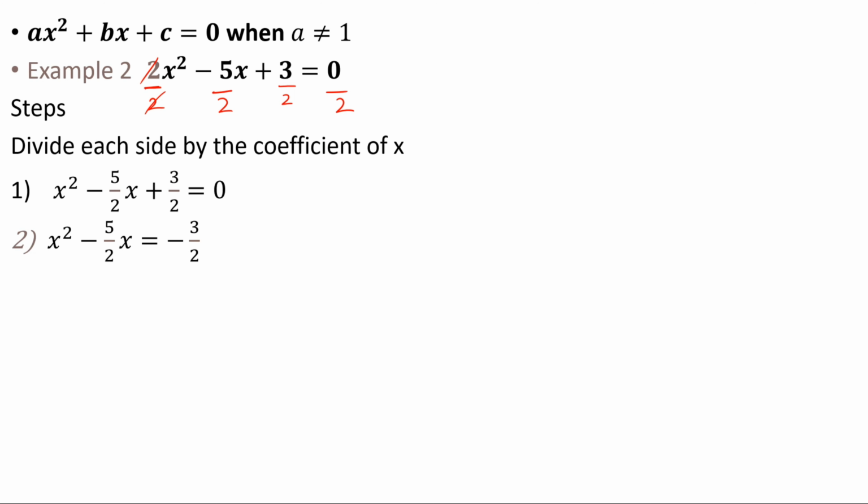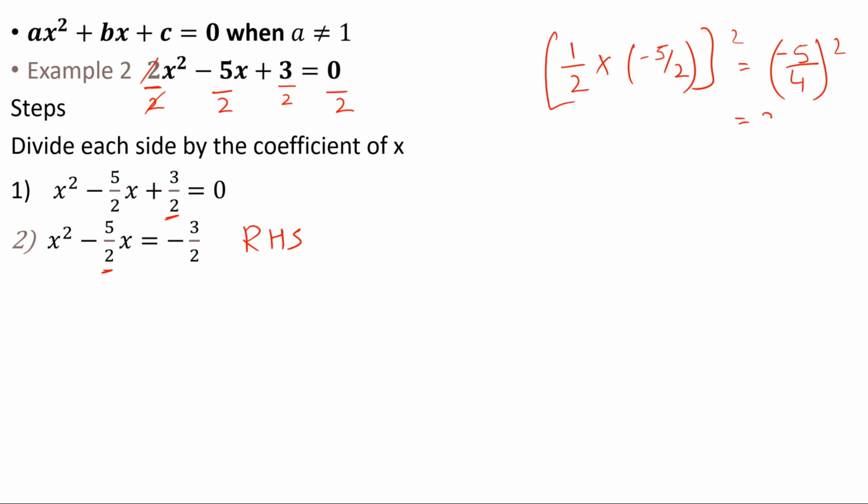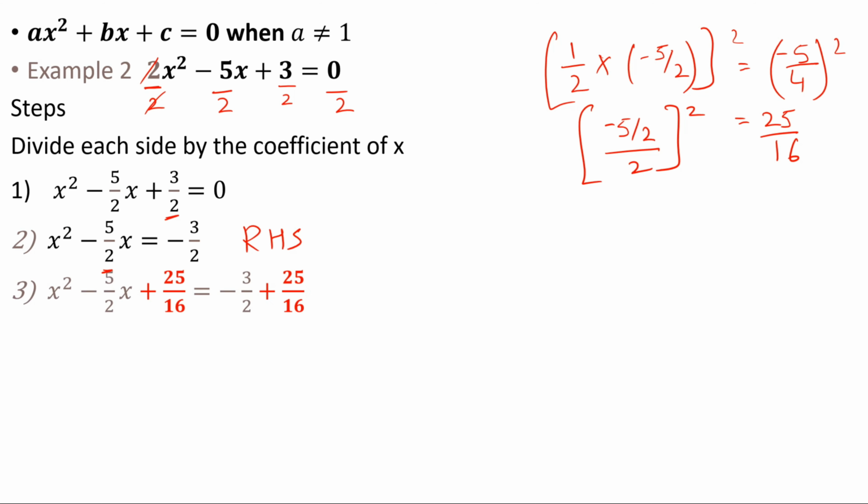Take the constant term to the right hand side. The constant term is 3 by 2. And then take half of the coefficient of x. In this case, it's minus 5 by 2. So you have to take half of minus 5 by 2 and then square it. Okay, half of this would become minus 5 by 4 whole squared, or we can say 25 by 16. You can also write this as minus 5 by 2 and then half. You would get the same solution. Okay. So this we need to add to the left hand side and right hand side.